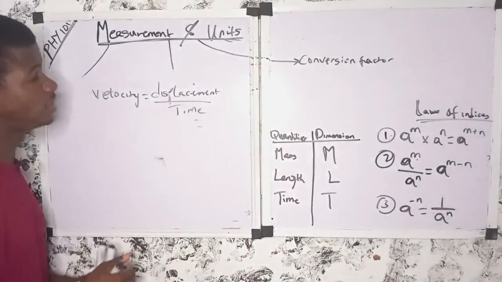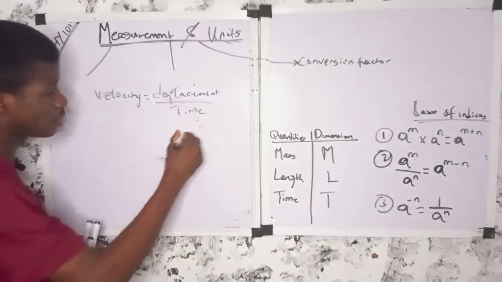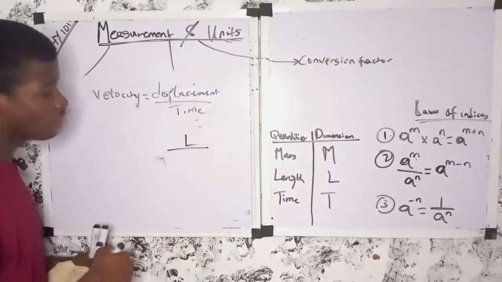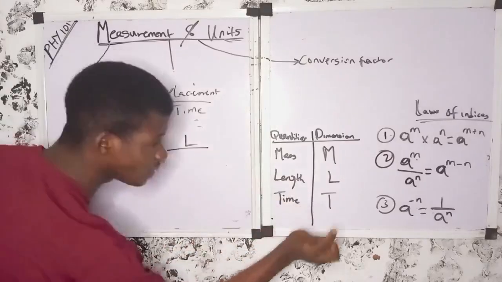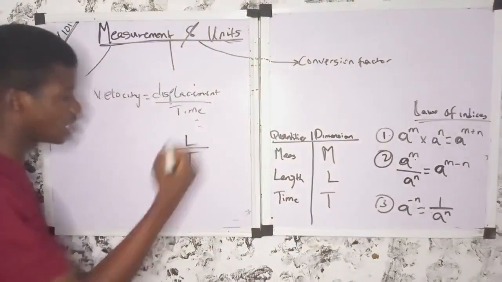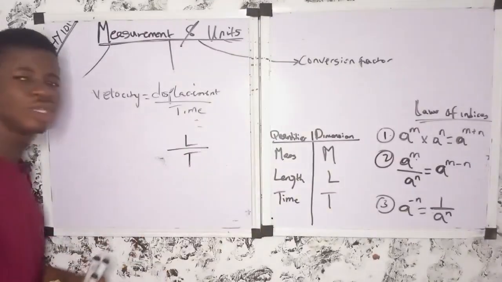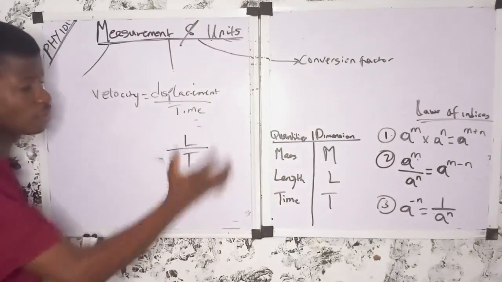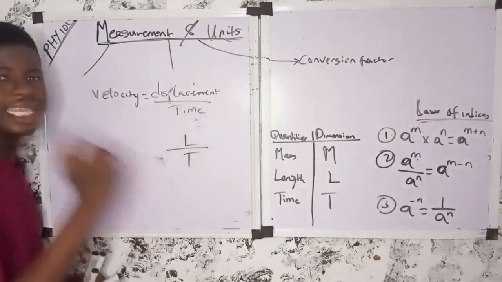What is the dimension of displacement? The dimension of displacement is capital letter L, right? Over, what is the dimension of time? The dimension of time is capital letter T, right? Yes. So this is the dimension of velocity.